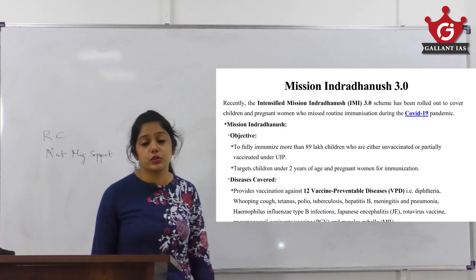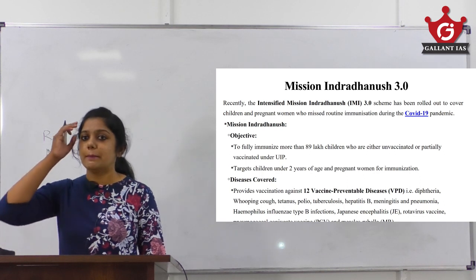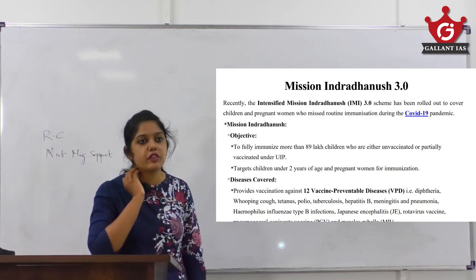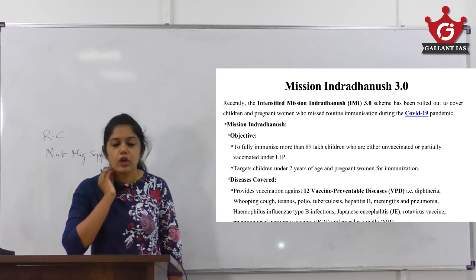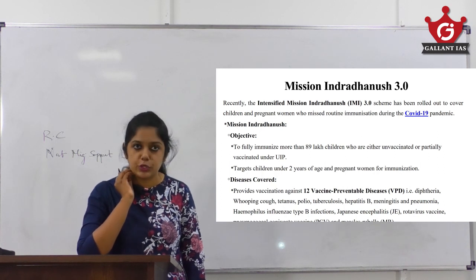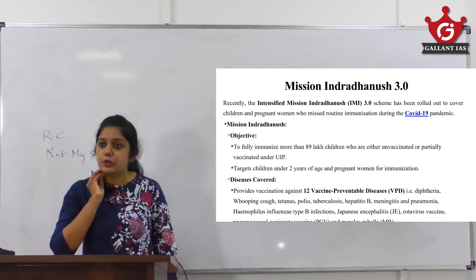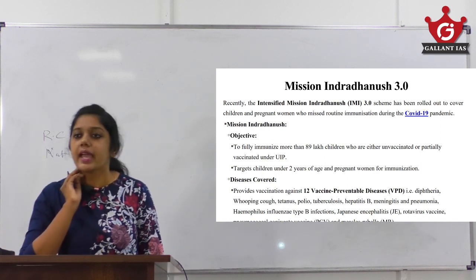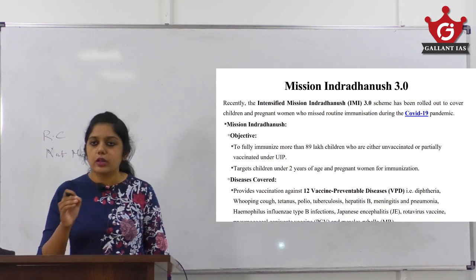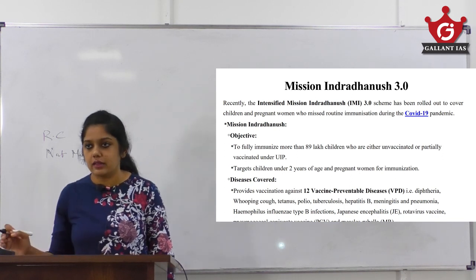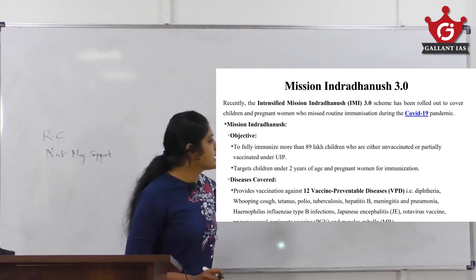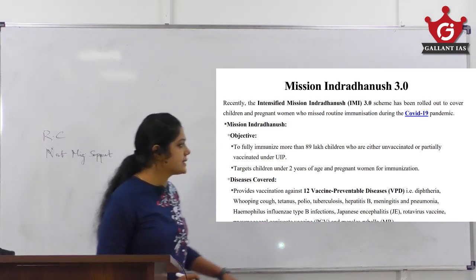Next is Mission Indradhanush. Very, very important scheme. Recently the government has come up with Intensified Mission Indradhanush 3.0. Before that, we have to know what Mission Indradhanush is. Mission Indradhanush is an immunization or vaccination program that aims at vaccinating children below 2 years of age and all pregnant women. That is the objective of Mission Indradhanush. And 12 vaccine preventable diseases are covered.